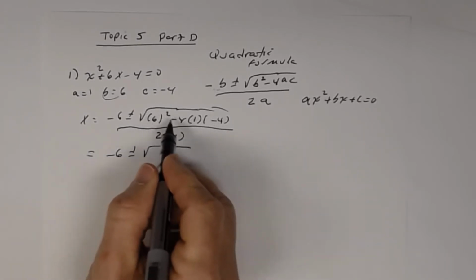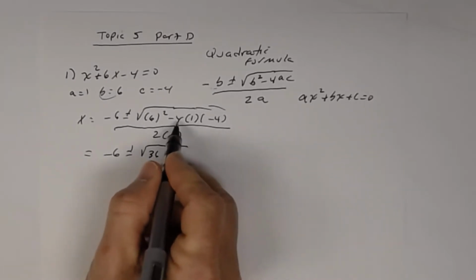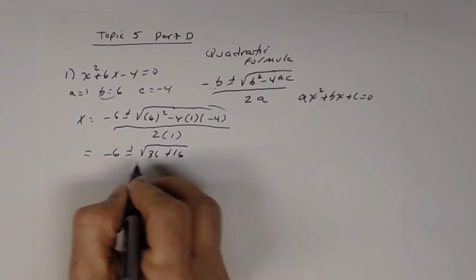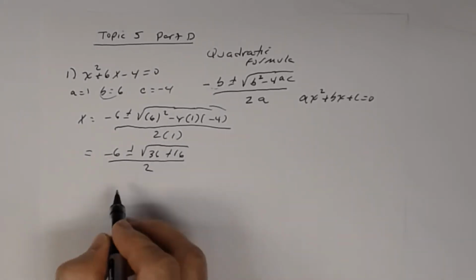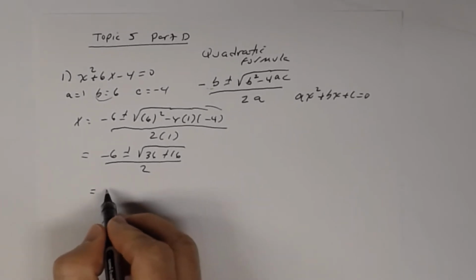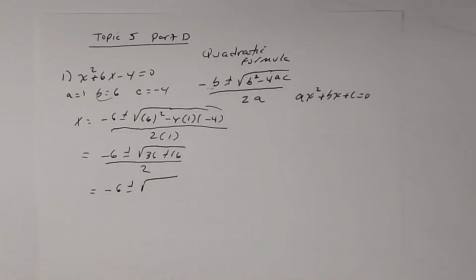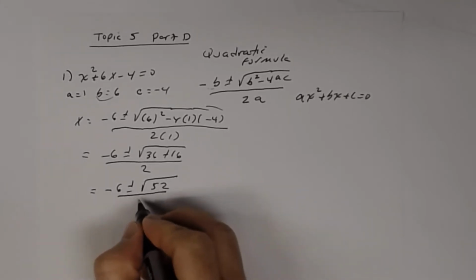So we get -6 plus or minus the square root of, and let's deal with what's under the radical. This is called the radicand. So 6 squared is 36. And then -4 times 1 times -4 is +16, all divided by 2 times 1, which is 2. Simplifying this, use your calculator if you need to. We have -6 plus or minus the square root of 36 plus 16, which gives us 52, divided by 2.